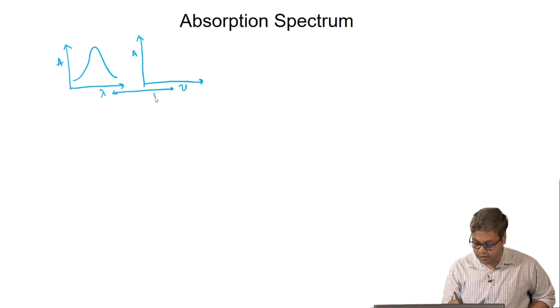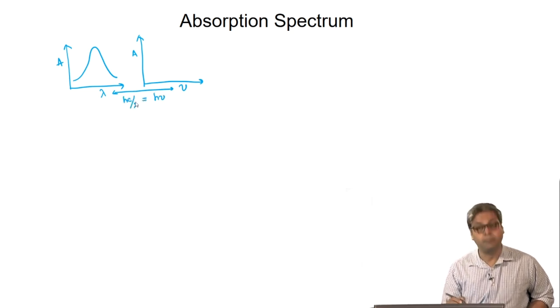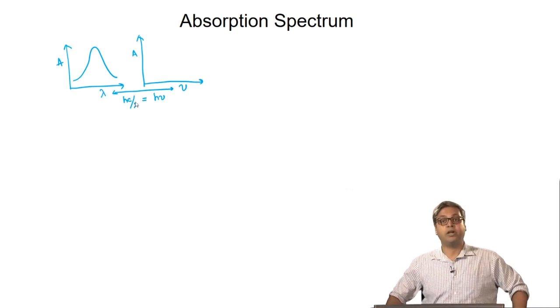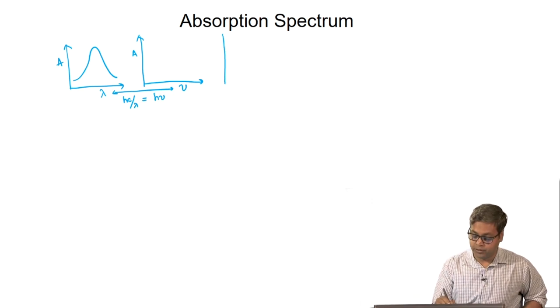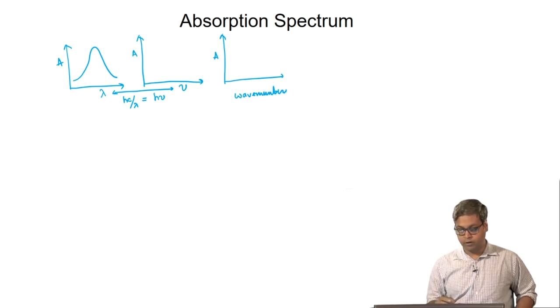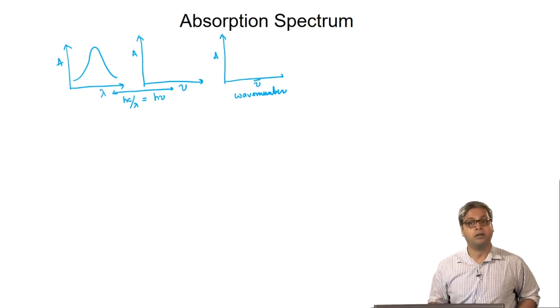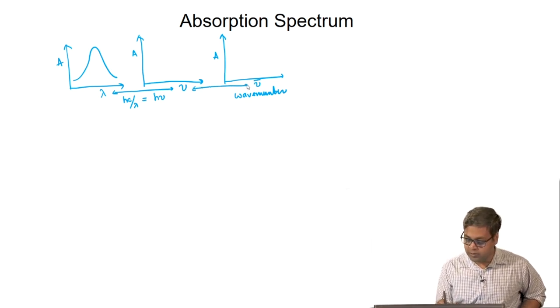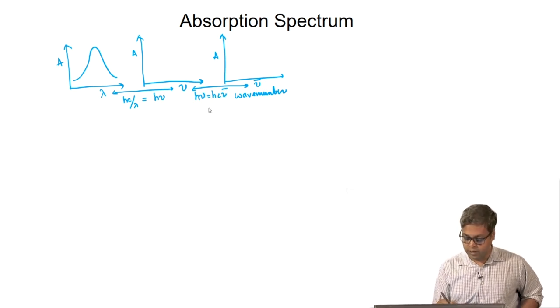So, we can write h nu equals h c by lambda. Moreover, we can also plot absorbance against wave number. Wave number is denoted by nu bar, and nu bar is related to frequency because h nu equals h c nu bar, or we can write nu equals c nu bar.